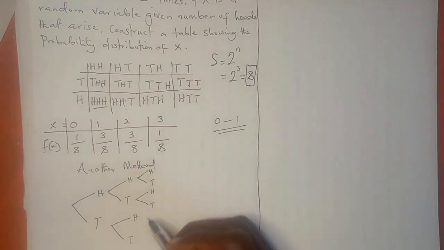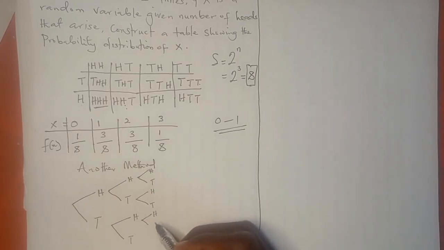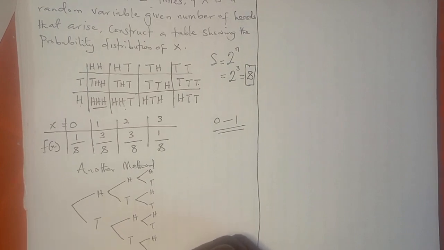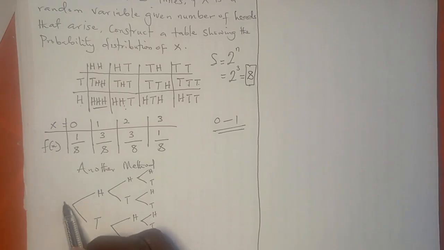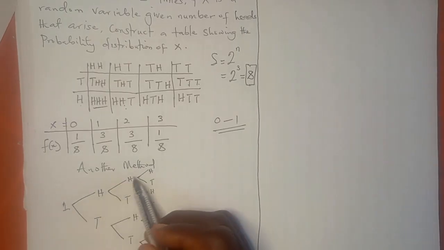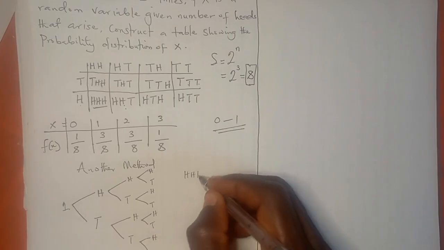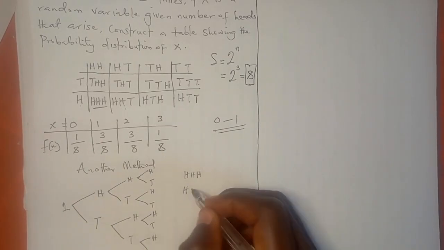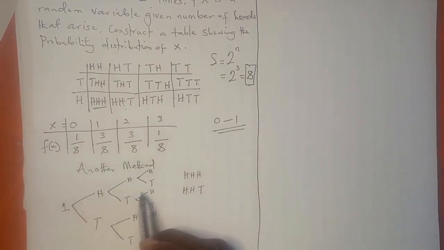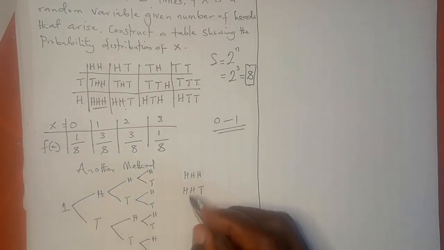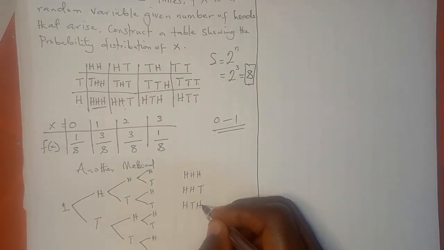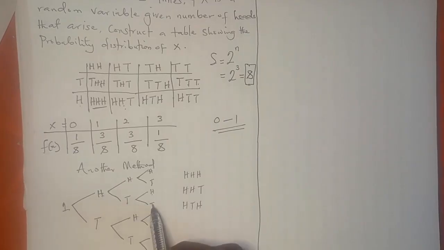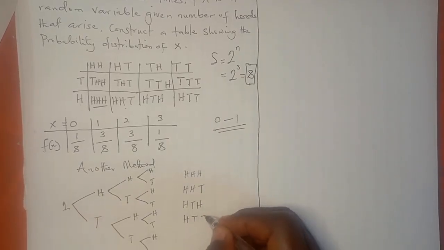head, tail, head, tail, head, tail. So if you look at this trend now, we have head, head, head; head, head, tail. We have used all of these. Now we want to move like this. Now we have head, tail, head; head, tail, head; head, tail, tail; head, tail, tail.